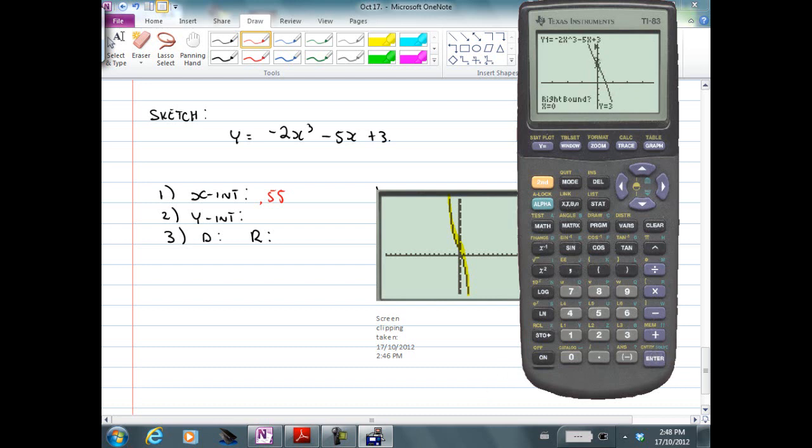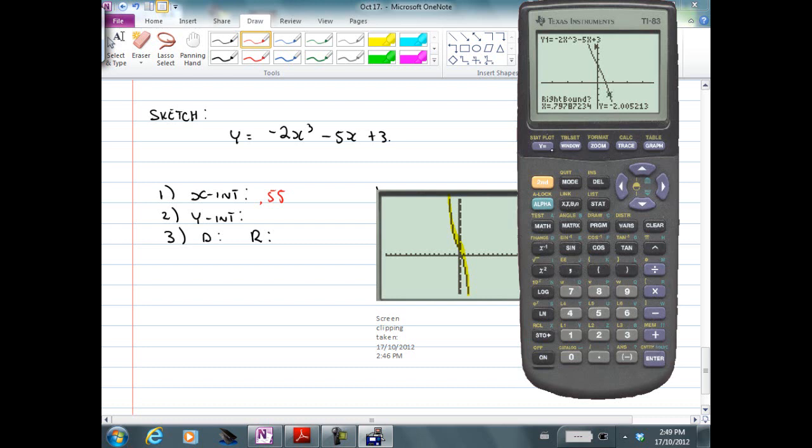Now it's going to say right bound. Look where your cursor is. Move it to the right of the x-intercept. Look, it's to the right now. If your cursor is to the left of the x-intercept for left bound, hit enter. Okay. So hit enter.